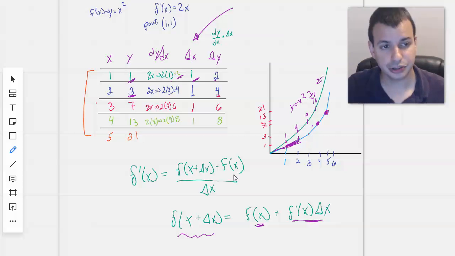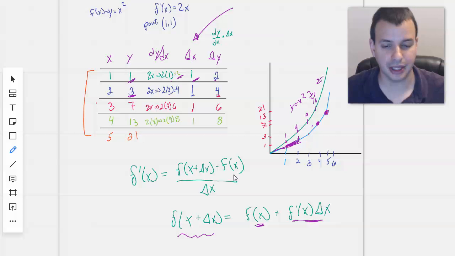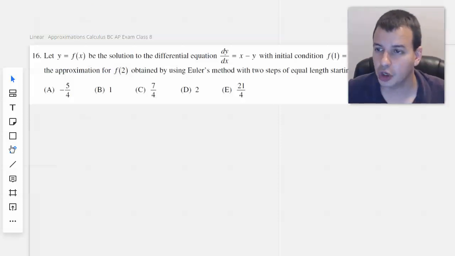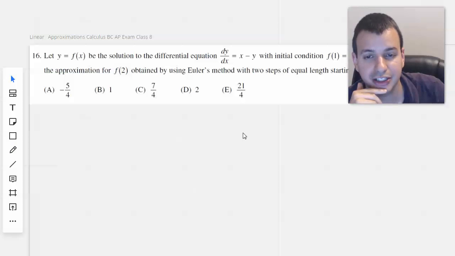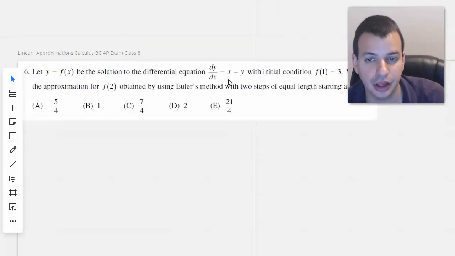Okay, sounds good? Let's do a quick example problem, something we might see from an AP exam. So let's say we have a problem here. Let y equals f of x be the solution to the differential equation dy/dx equals x minus y. And this looks like the sort of thing that we would see with our implicit differentiation.